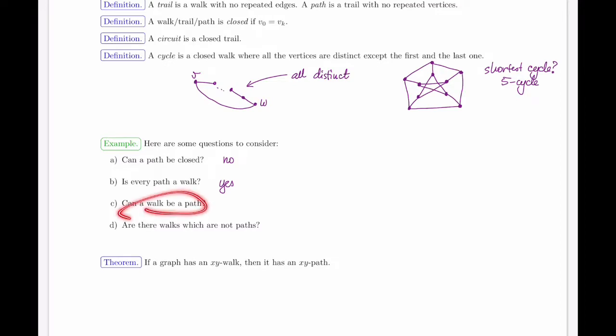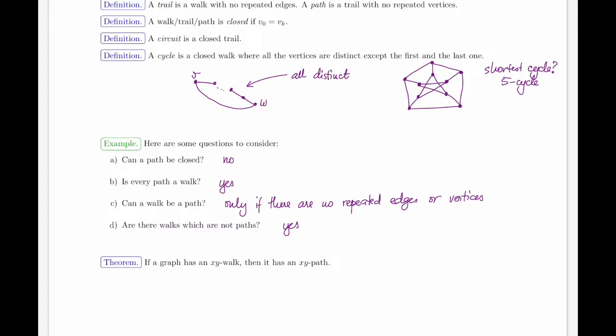So, can a walk be a path? Well, yes. However, this happens only if there are no repeated edges or vertices. So, in general, a walk is not a path. Are there walks which are not paths? Yes, of course. Anything with repeated edges or vertices is going to be a walk, but certainly not a path.